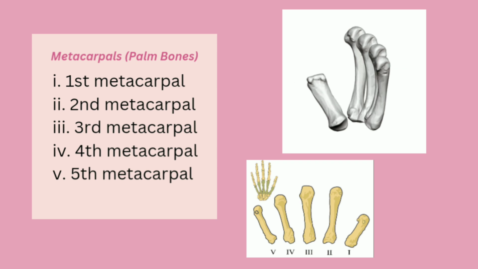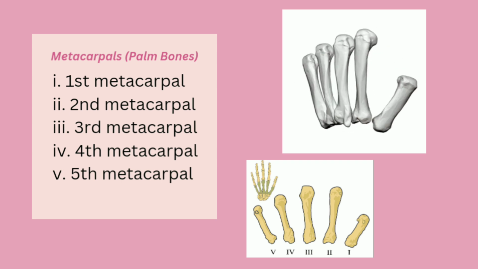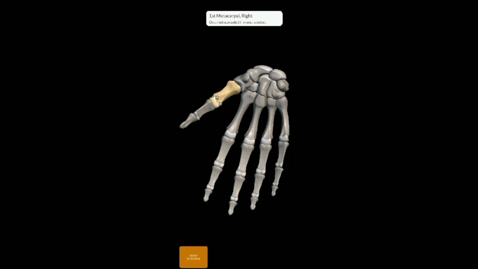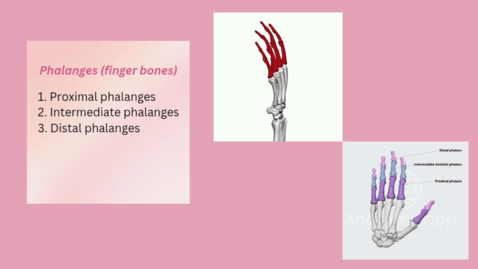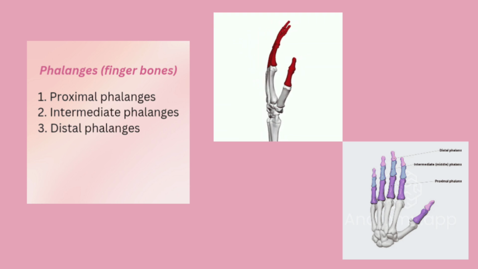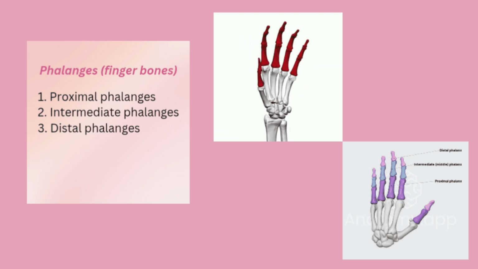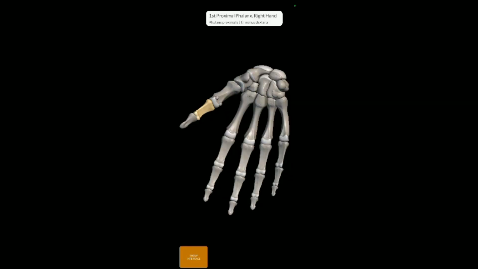Metacarpal bones, also known as palm bones, consist of 5 parts: first metacarpal, second metacarpal, third metacarpal, fourth metacarpal, and fifth metacarpal. The phalanges, also known as finger bones, are divided into three main types: proximal phalanges, intermediate phalanges, and distal phalanges. The proximal phalanges are the bones located closest to the hand. They consist of the first, second, third, fourth, and fifth proximal phalanges.